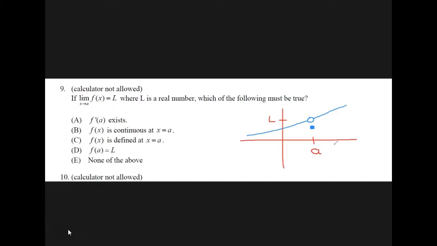So this is why D could be false. All you're told is that the limit exists. You're not told that the value of A is L. So that f of A could equal anything. It could equal Q, R, S, whatever. That's why it's not D. Okay? Were you watching me draw?